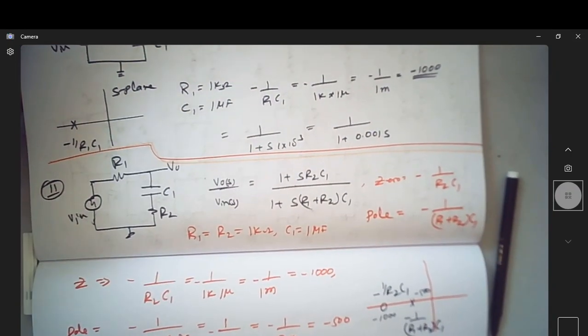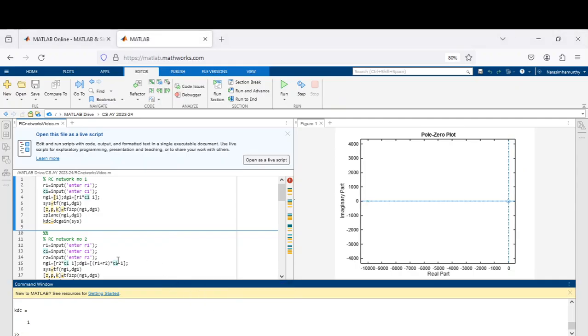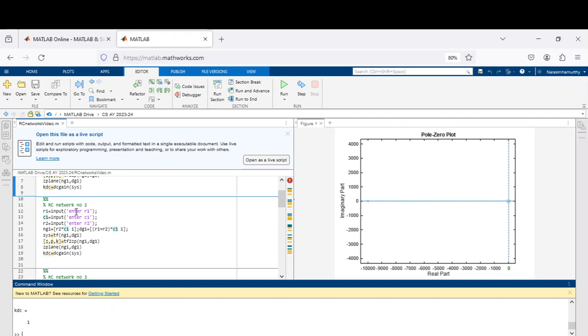So let us do the simulation of this. I already typed the code here. Just have a look at this. So do we have R1, R2 as well as C1? You can see this is the coefficient of S in the numerator. This is the coefficient of S to the power 0. You can see again in the denominator, the coefficient of S is (R1 plus R2) C1, and this is 1. So I want to pass on the values of R1, R2.